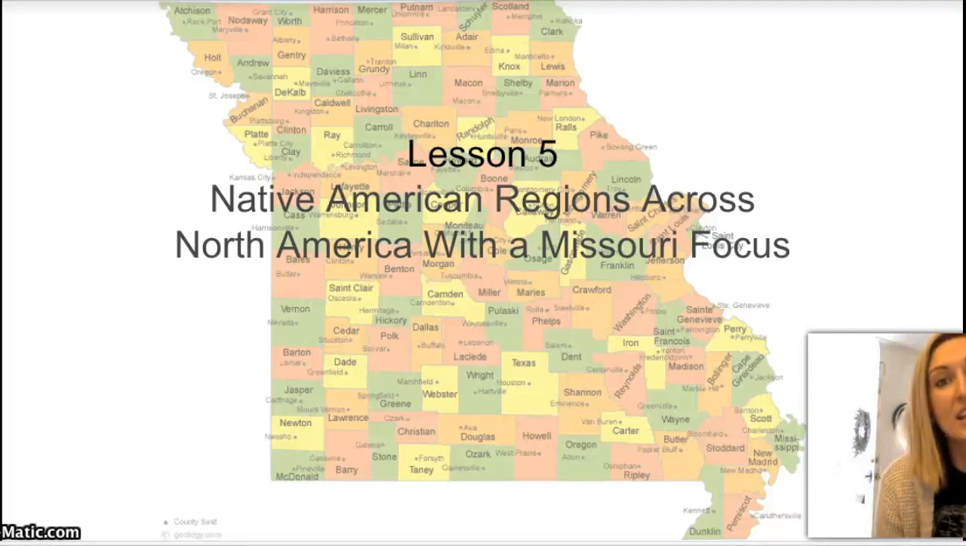And today we're going to continue building our skills as geographers and learning how to read maps. But we're going to focus in specifically on a map of North America and the way that it looked before it became the United States of America. We're going to look at the land with Native American culture and regions in mind, okay? So we're taking it a step further here. We're going to think about how Native Americans have lived around North America and in Missouri specifically.